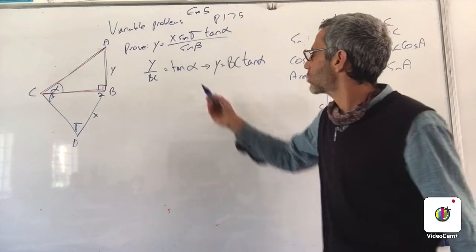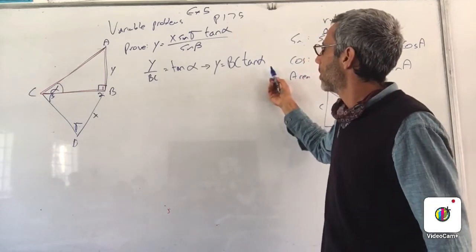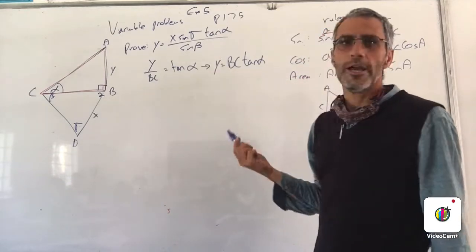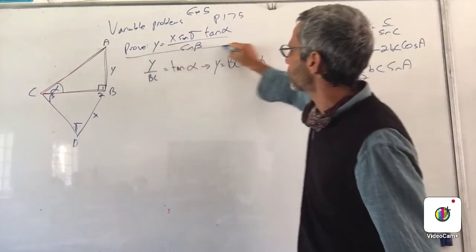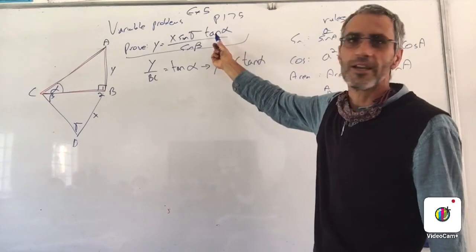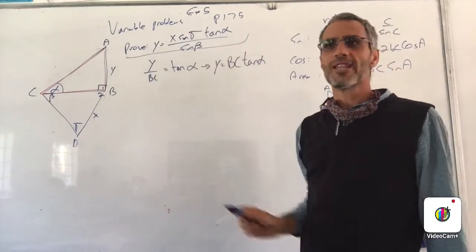So that's what I've got so far. Okay? And actually, it's not looking too bad because what I need to prove, this is what I want to prove, right? I've got a tan alpha here. So I'm on the right direction.